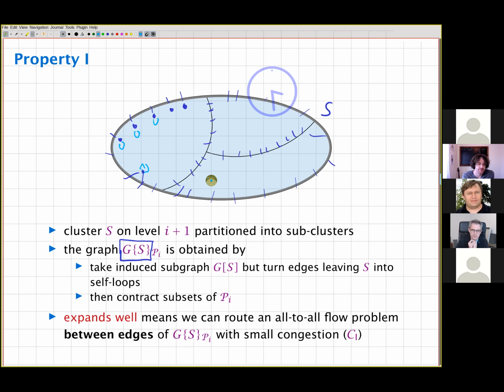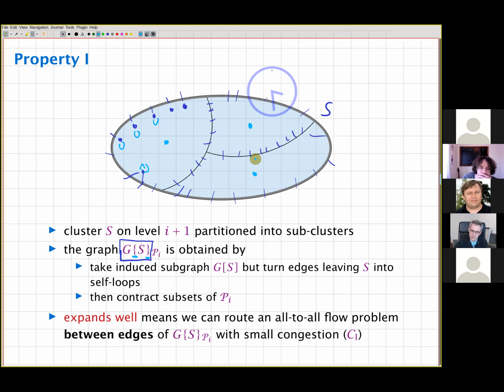So in some sense, the number of edges doesn't really go down. So these curly braces mean that I am adding self-loops instead of doing just an induced subgraph. And then I will contract this subset into a single vertex and this subset into a single vertex. This gives me a graph, and I want that this graph is expanding.